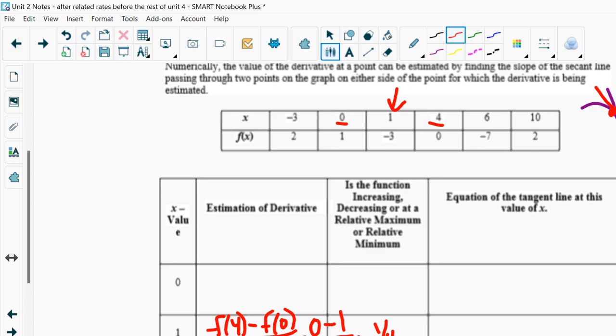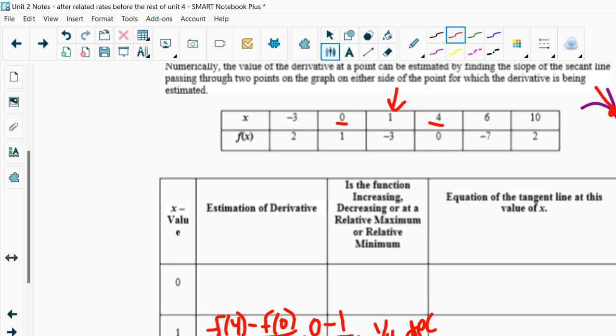I got freaked out because I did it the other way and I did 1 minus 0 over 0 minus 4. But you get the same answer. As long as you go in the same direction, it doesn't matter which way you start, as long as you're consistent in the numerator and the denominator. So right away, when I find the approximation of the derivative at that point, because that's a negative value, I know the function's decreasing at that point.